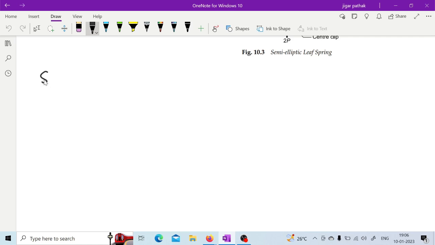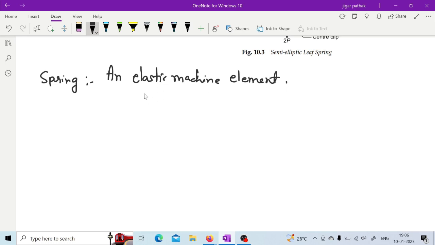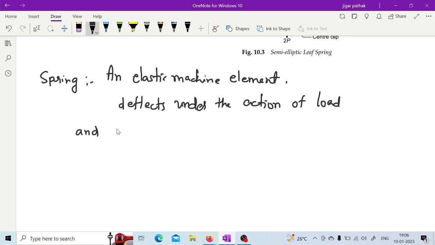So we can first define a spring as an elastic machine element which deflects under the action of load, and it regains its original shape when the load is removed.